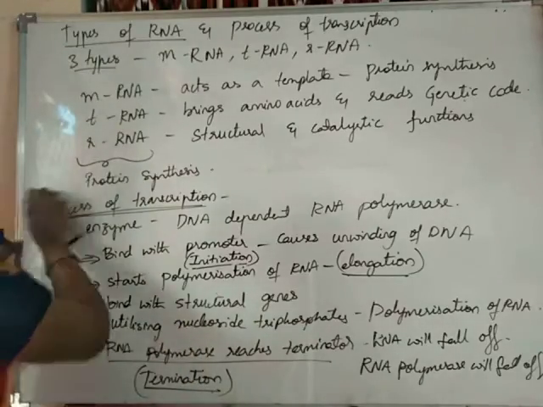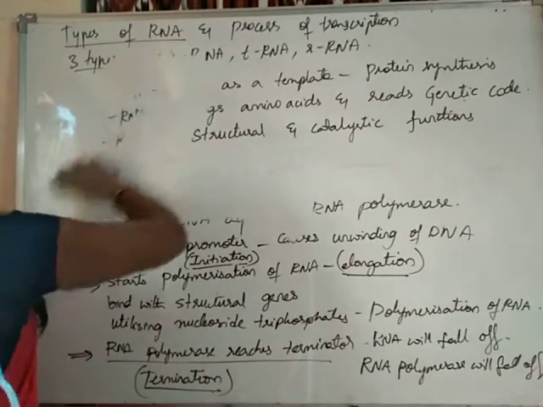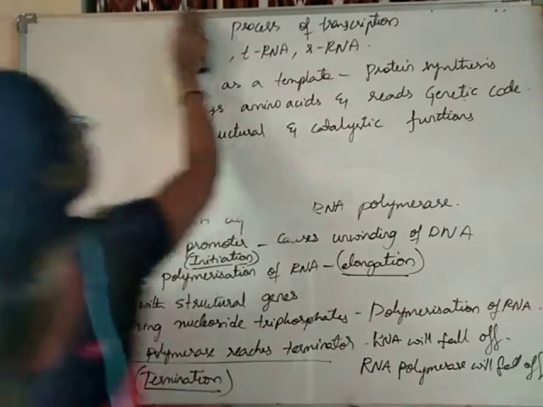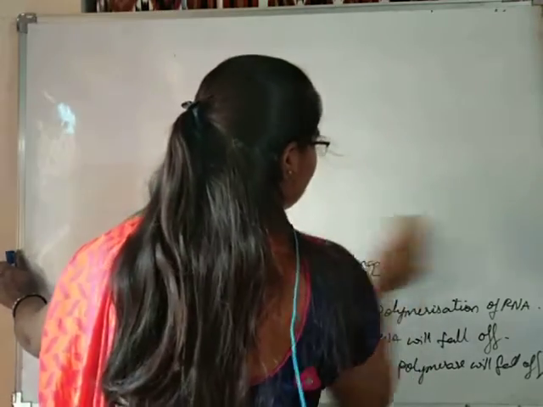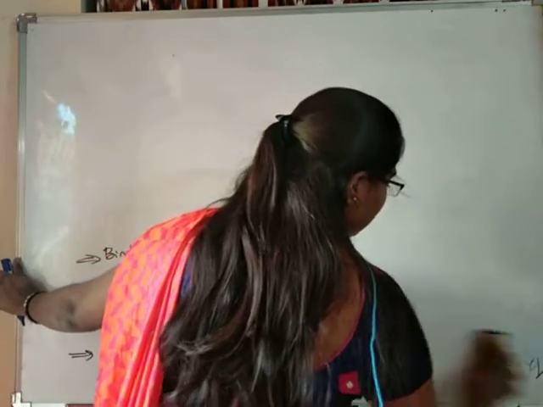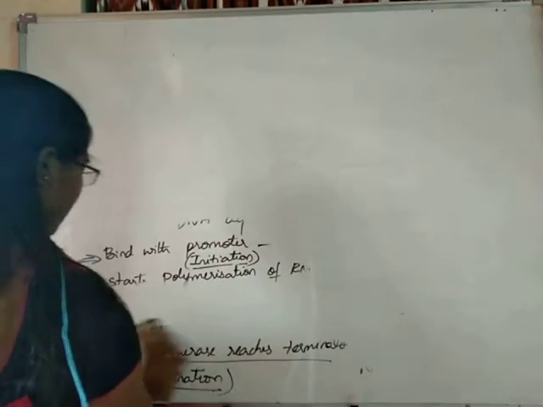How is a single enzyme initiating three different steps? That is the concept we are going to learn now. Single enzyme, three different steps. How is it possible? We have to learn now.